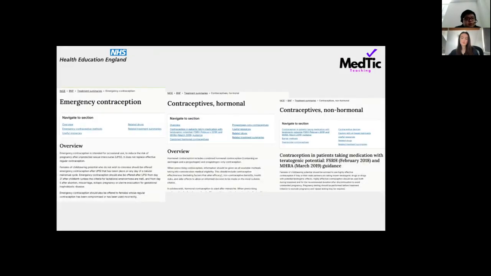One important thing to note is to have a read through the treatment summaries for emergency contraception, hormonal contraceptives, and non-hormonal contraceptives, as those themes can unexpectedly turn up in the actual exam. So it is good to read around those topics for your finals exams as well. And good news, everyone, that is the very last question I have for my topic. It is quite long, but data interpretation is one of the longer sets of questions you have to deal with in such a short amount of time in the exam.